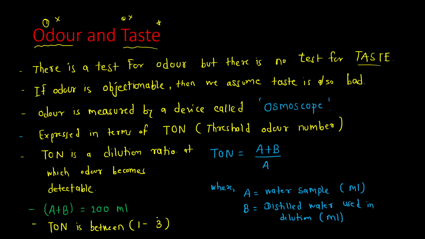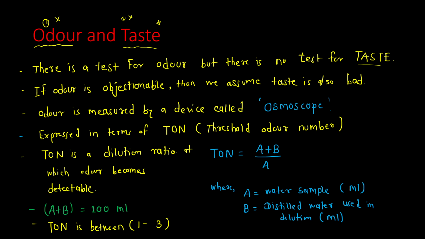So this is all about odor and taste. Once again we'll revise. Odor and taste are related to each other. If we take a water sample and there is odor present in the water, then we have to assume that the taste is also bad, that is, taste is also objectionable. This odor is measured by osmoscope, and the value of odor is measured in terms of TON, the threshold odor number.